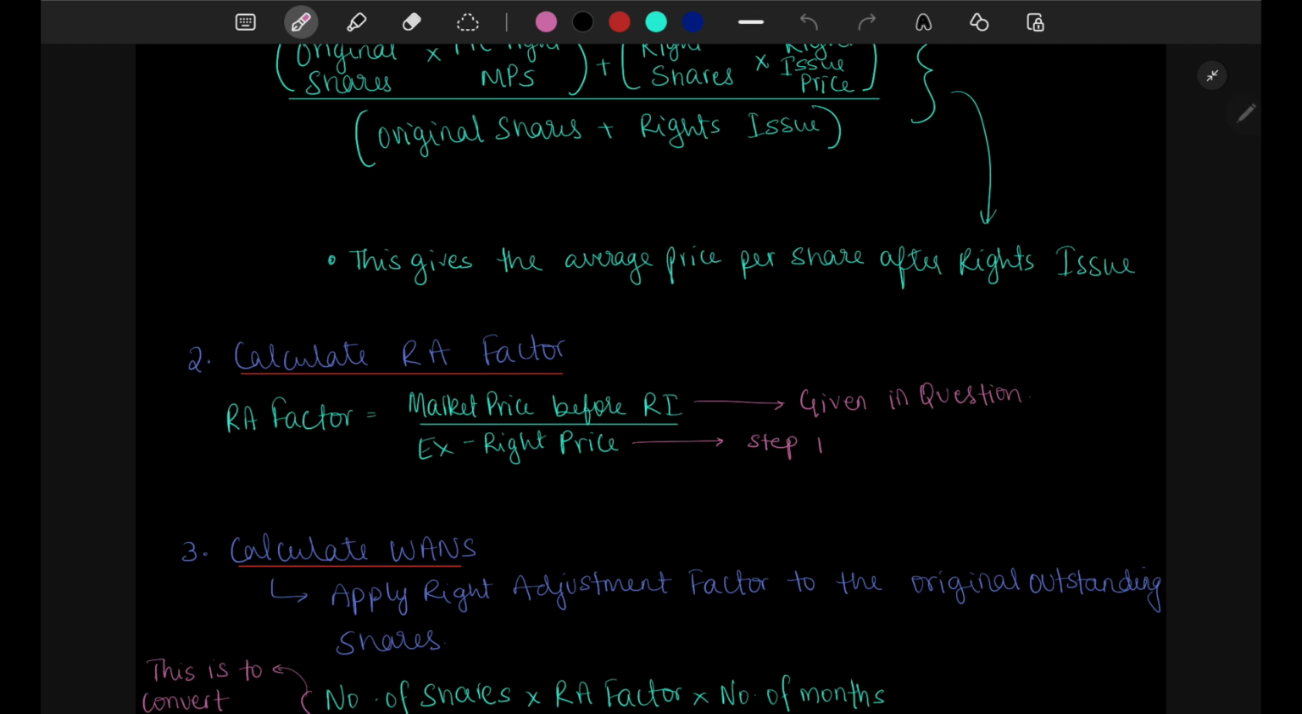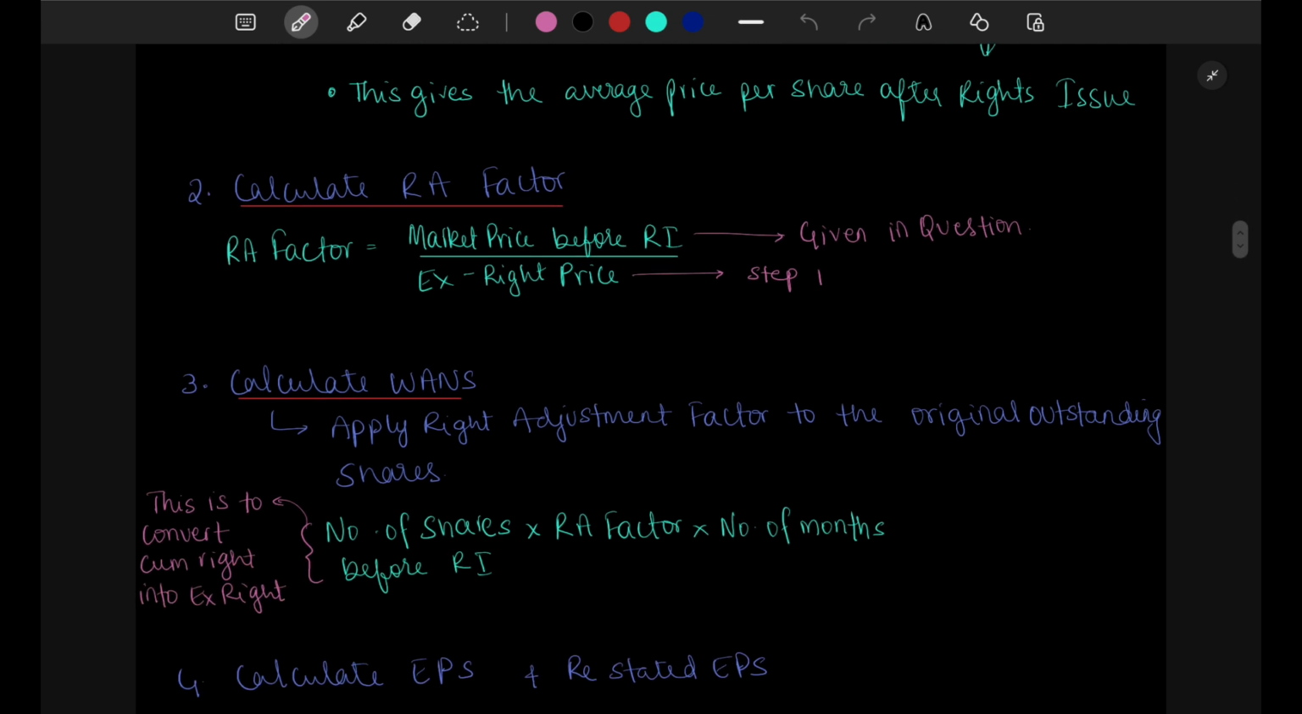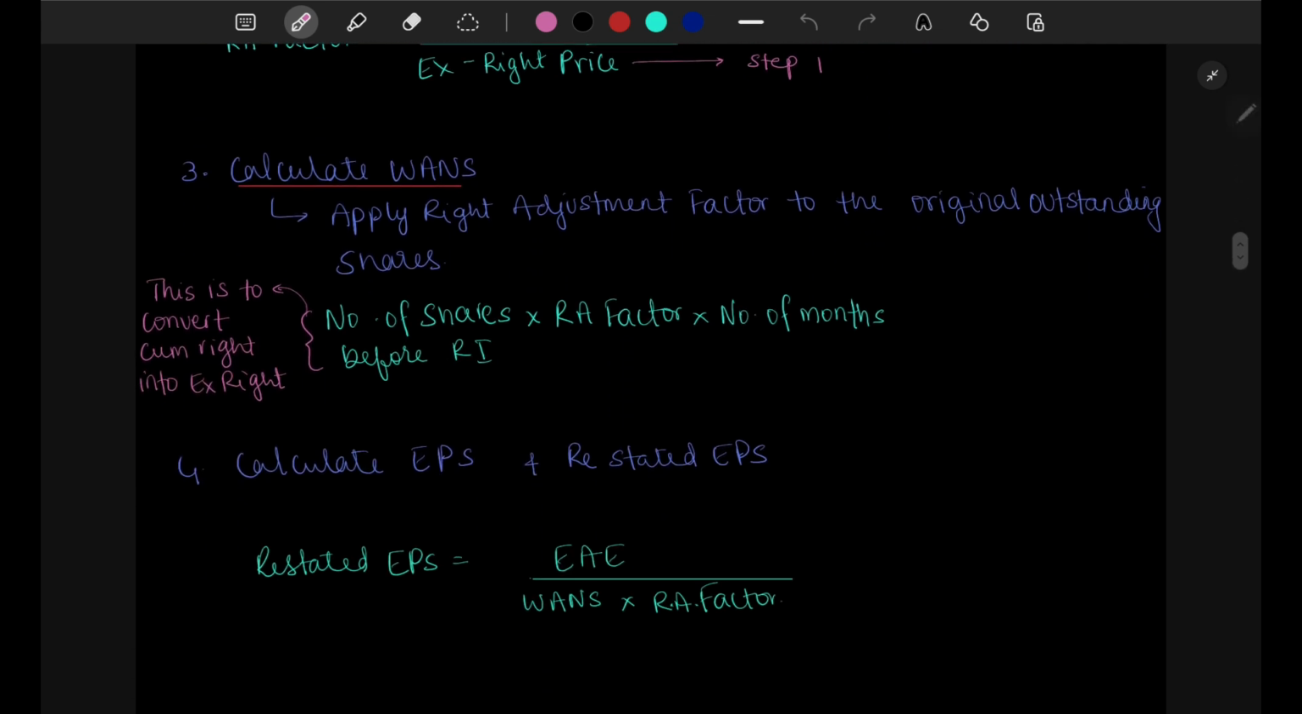We'll just move on. Okay, I think that is pretty clear, right? So what the RA factor does is it will convert pre-right weighted average number of shares into ex-right weighted average number of shares. Okay, next we'll have to calculate WANES, the weighted average number of shares.